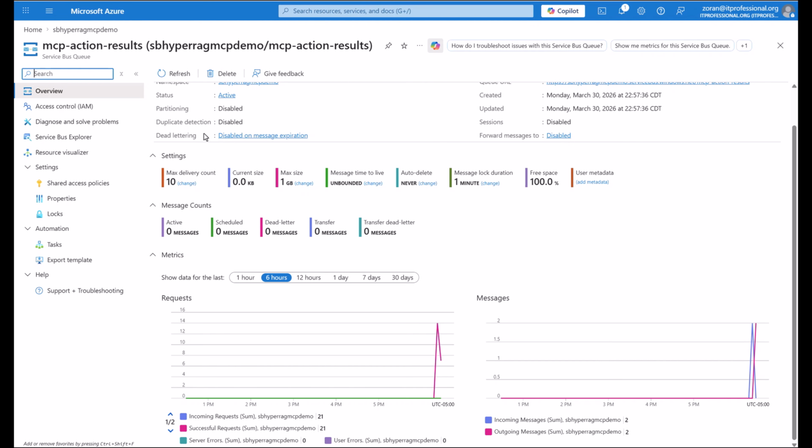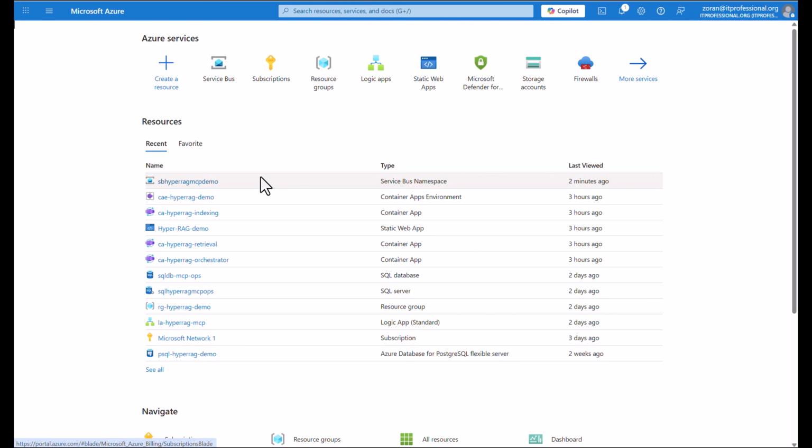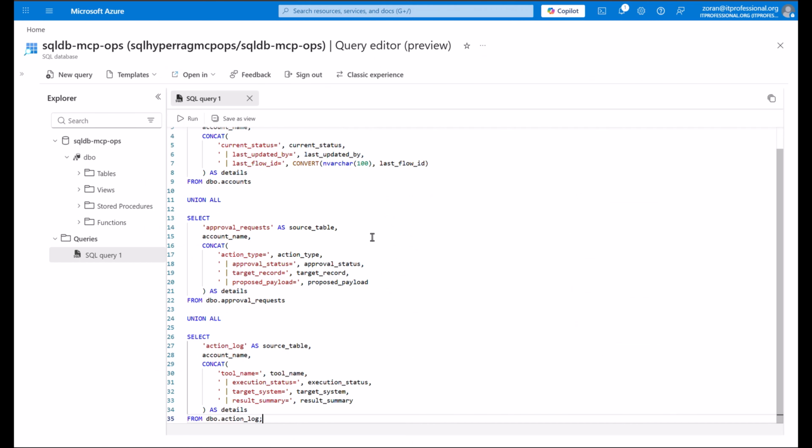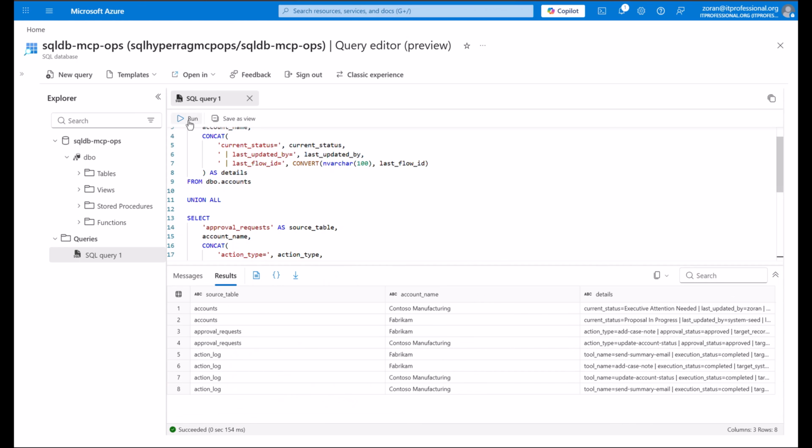Service Bus is not being used as a place to keep messages visible. Its role is to move them through the system as part of the execution flow. So this gives us transport layer proof that the MCP actions moved from orchestration into execution. Now take a look in Azure SQL, because this is where we can verify the actual business side result of the MCP actions. Here in Azure SQL, we can see the result.